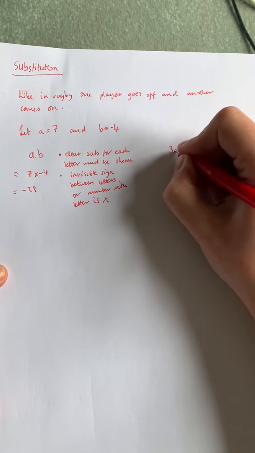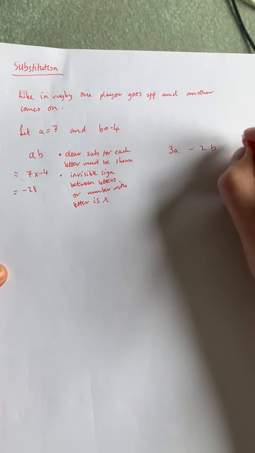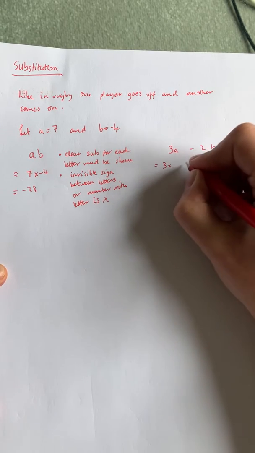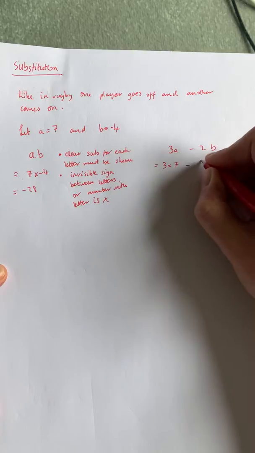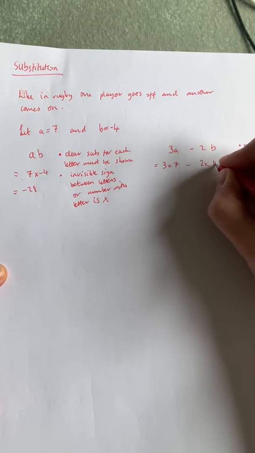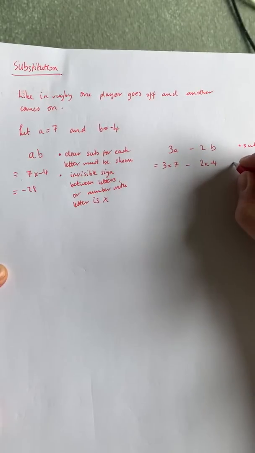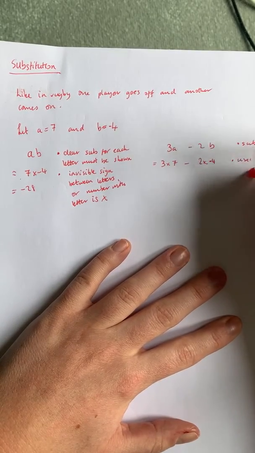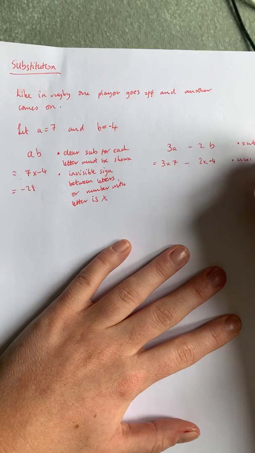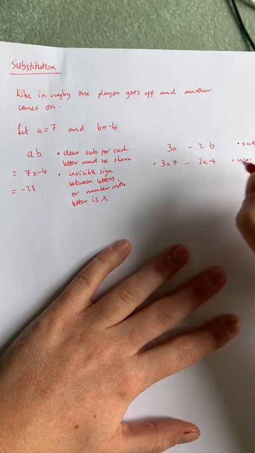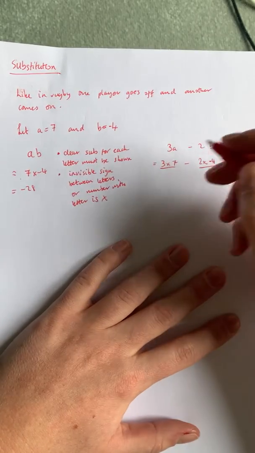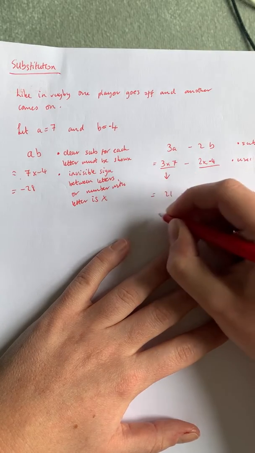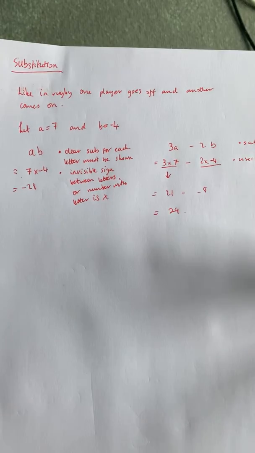So if I have 3A minus 2B, then we want to do again your sub. So you've got 3 times 7 minus 2 times -4. Use BIDMAS. BIDMAS tells you you're going to be doing these multiplications first. So you've got 21 minus -8, that becomes a plus, 29.